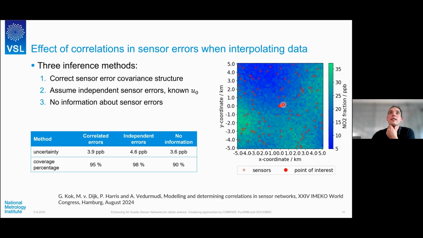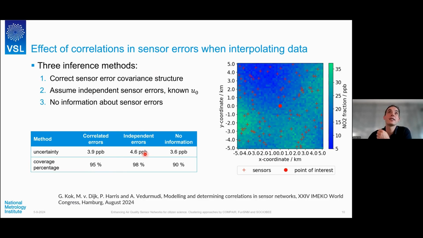And so we estimated the NO2 fraction at this point here by fitting a Gaussian process model, and then by either knowing the correct covariance structure, or just knowing the uncertainty of single sensors without assuming any covariance, or knowing nothing about the sensor errors. Then you see the uncertainty of this point would be about 4 ppb, and it's indeed 95% of the time right, what we would like.